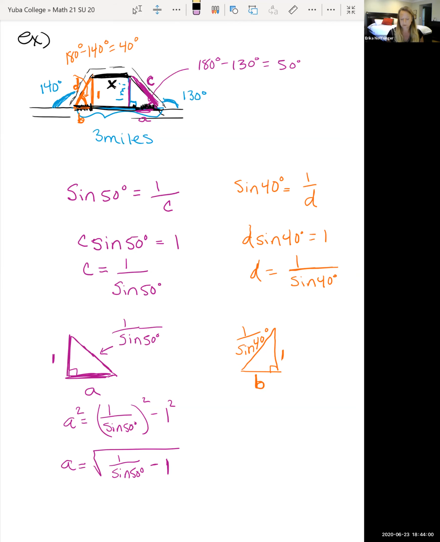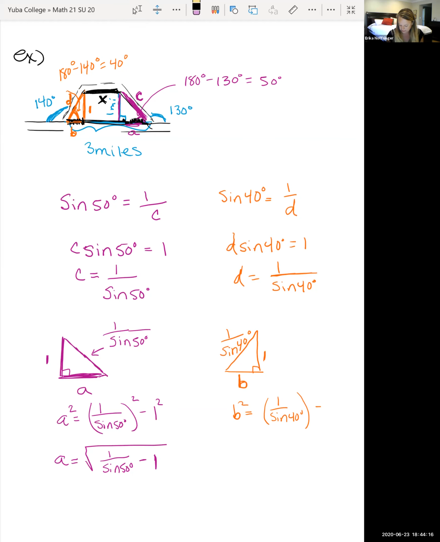So by the Pythagorean theorem, we know that B squared is equal to the hypotenuse squared, so 1 over sine of 40 squared, minus the other side squared, 1 squared. Take the square root of both sides. So I have the square root of 1 over sine of 40, quantity squared, minus 1.